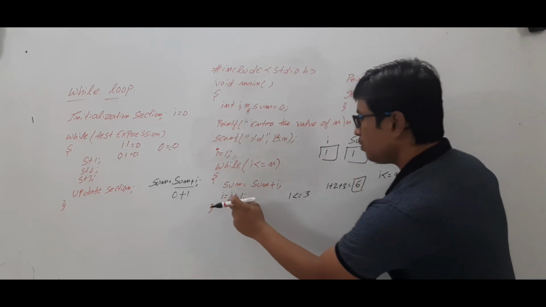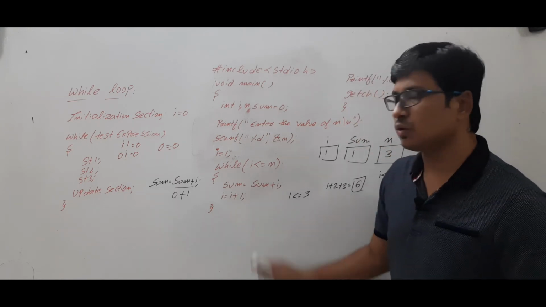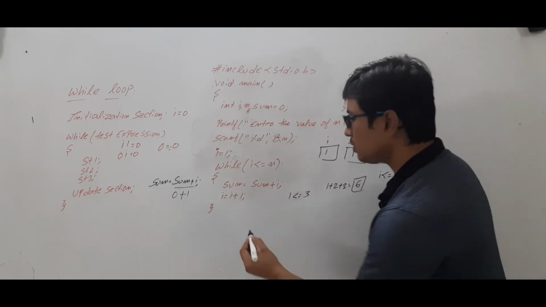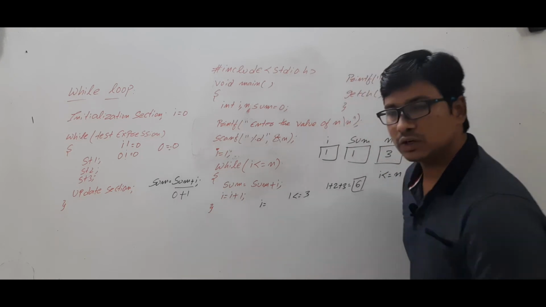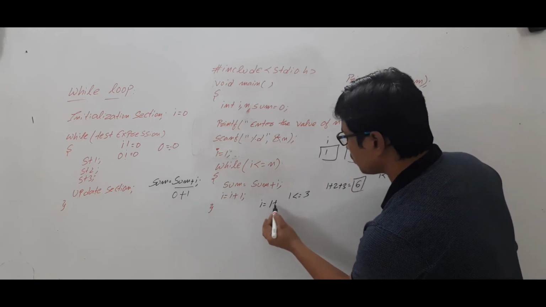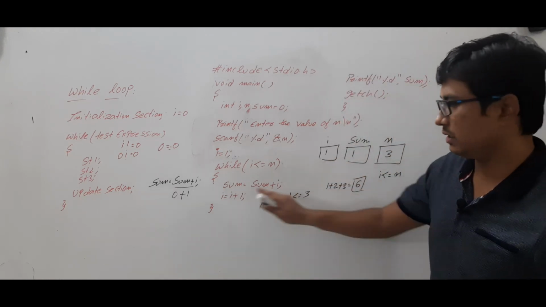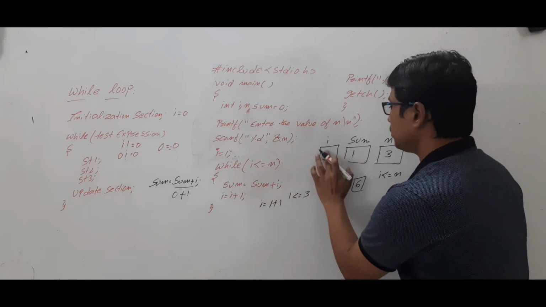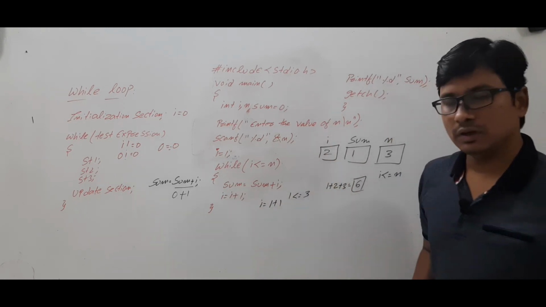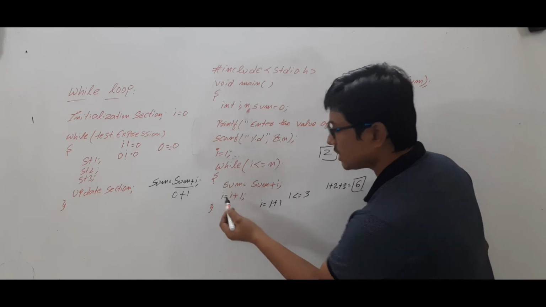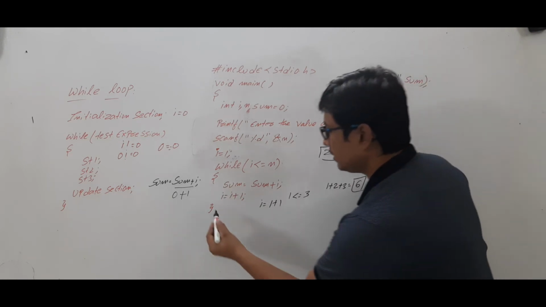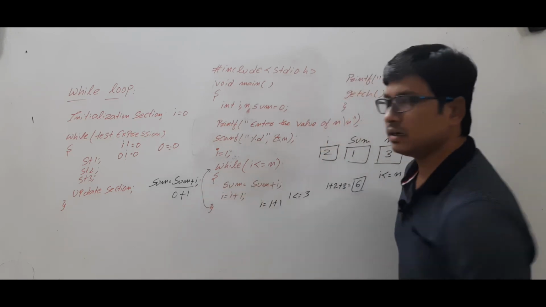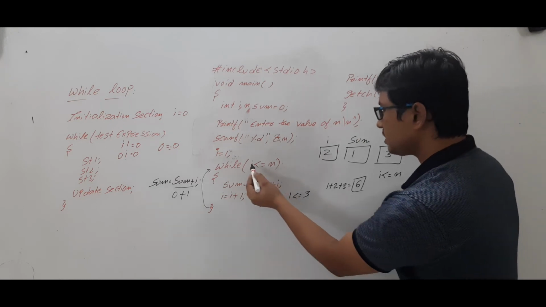Okay. Now what is the next statement you have? I is equal to I plus 1. I is equal to I plus 1 is nothing but I is equal to 1 plus 1, because the I value is 1. So 1 plus 1 is equal to 2. Okay. Once you execute the statements in the while loop, you will go and check the condition again.